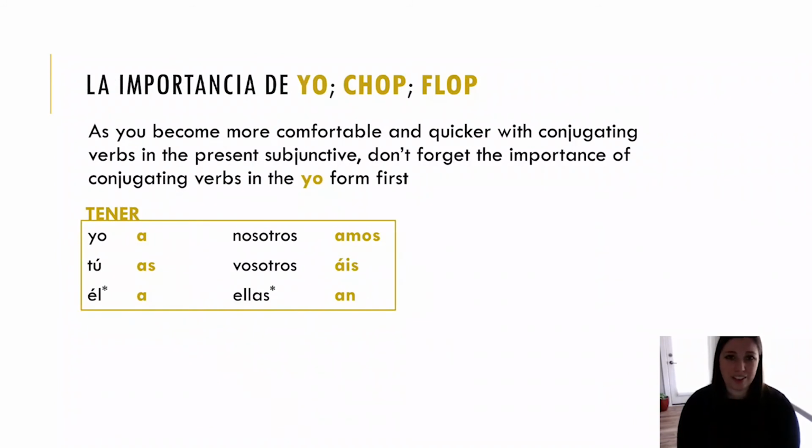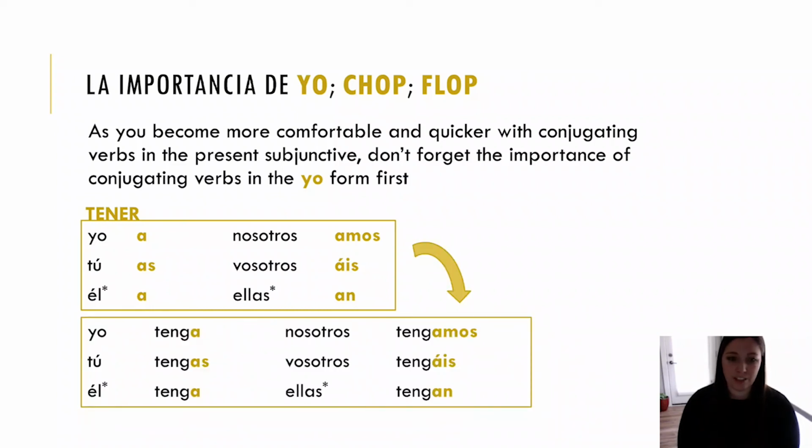One more thing to talk about is the importance of yo chop flop. As you become more comfortable and quicker with conjugating verbs in the present subjunctive, don't forget the importance of conjugating the verbs in the yo form first. It's very typical to get going fast as you get more comfortable, and maybe for the verb tener saying something like tengo. But you have to remember that a verb like tener is a great example of why you put the verb in the yo form first, because the yo form of tener is tengo, which makes your conjugations in the subjunctive tenga, tengas, tenga, tengamos, things like that.